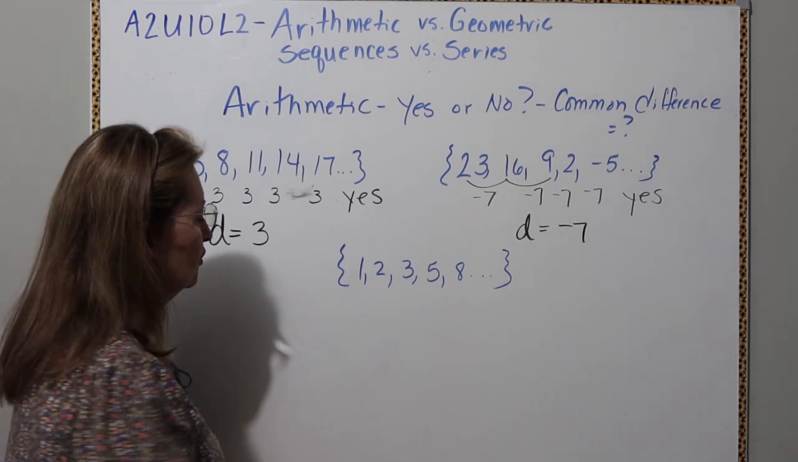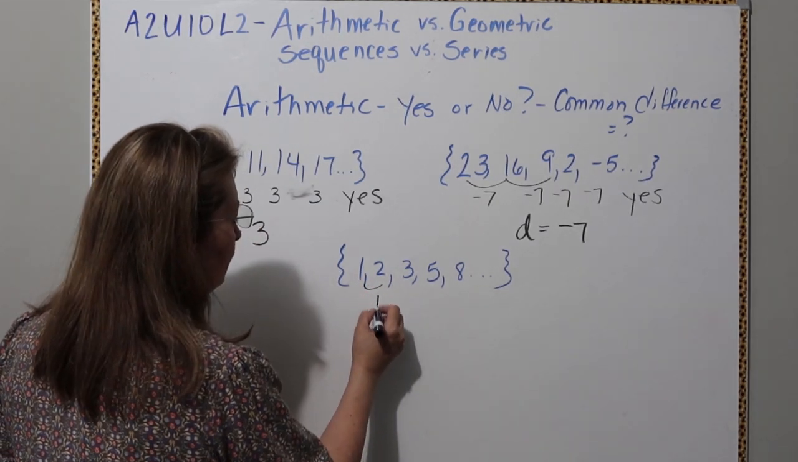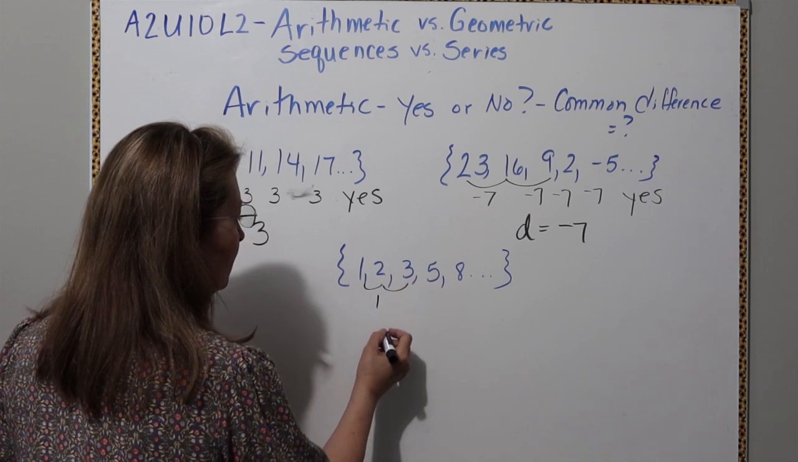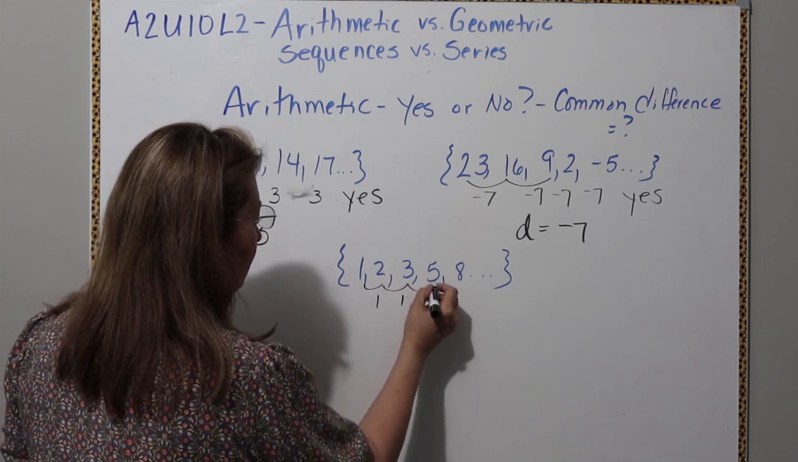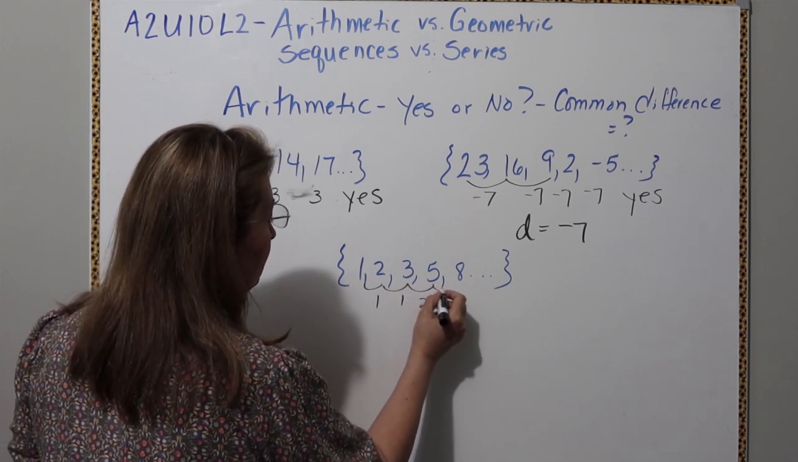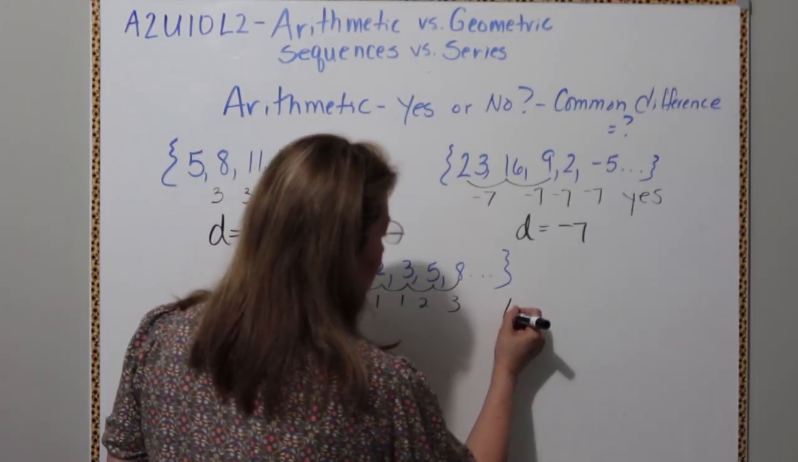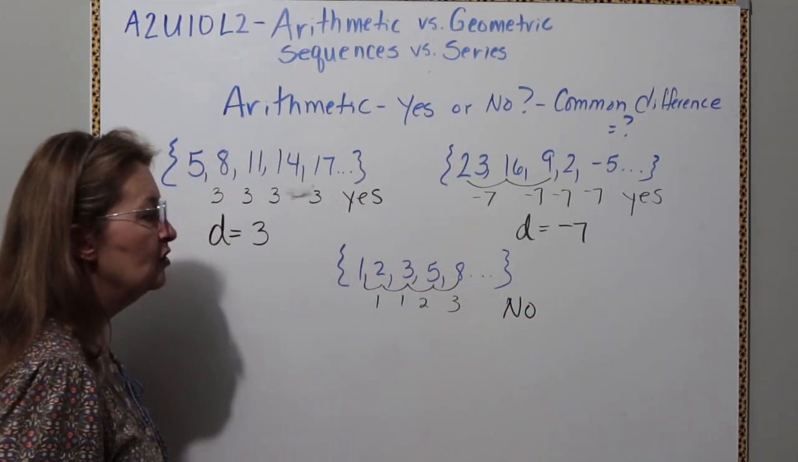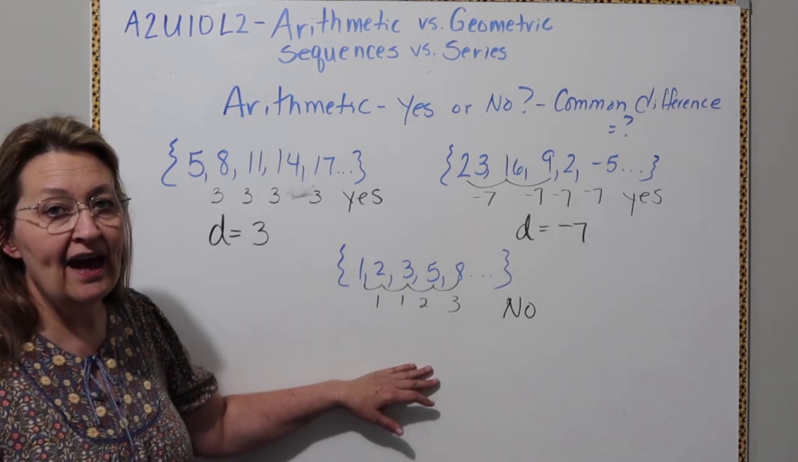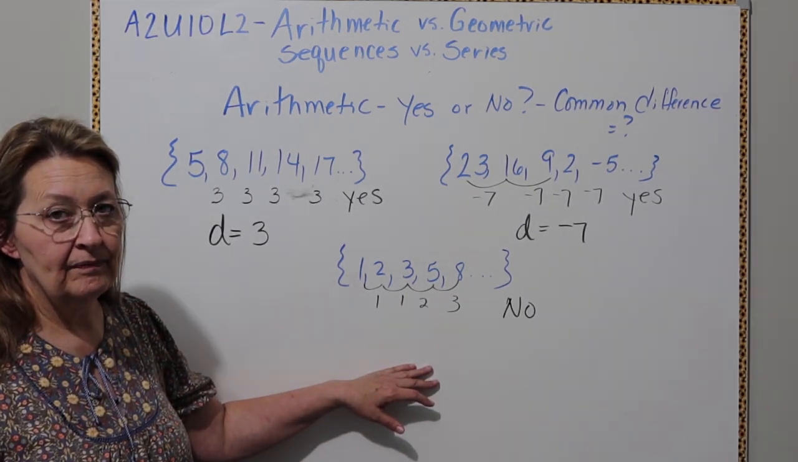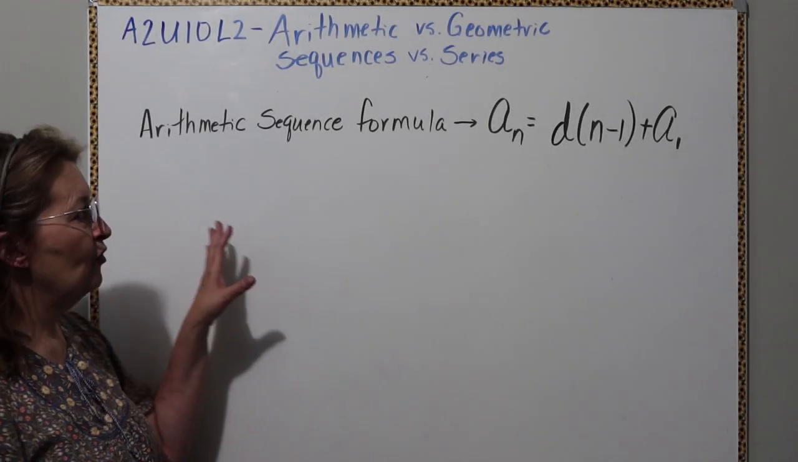Okay, let's look at this third one. The difference from here to here is plus 1. The difference from here to here is plus 1. From here to here is plus 2. Here to here is plus 3. We have different numbers, so our answer is going to be no, and we're not going to have a common difference. So now let's get a formula.